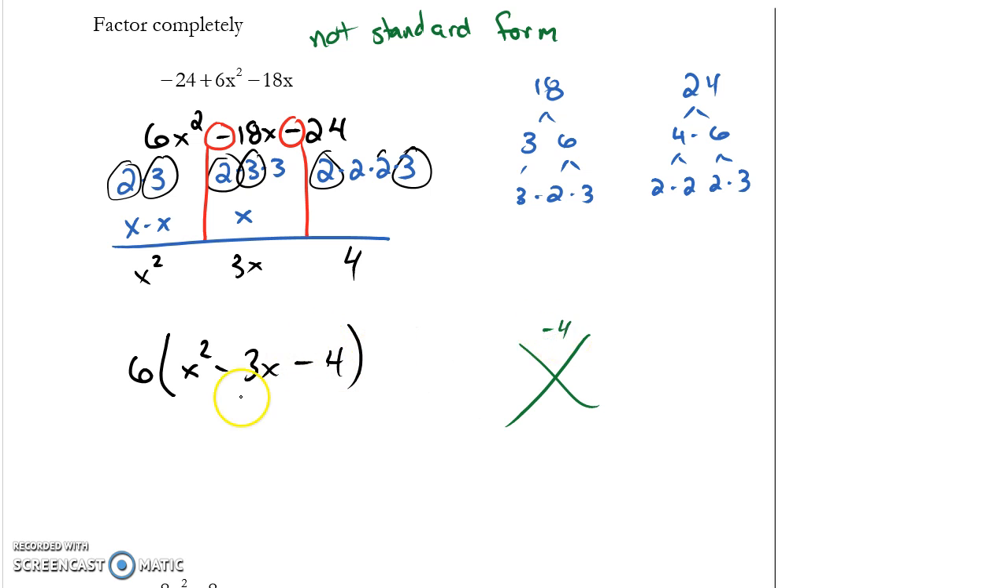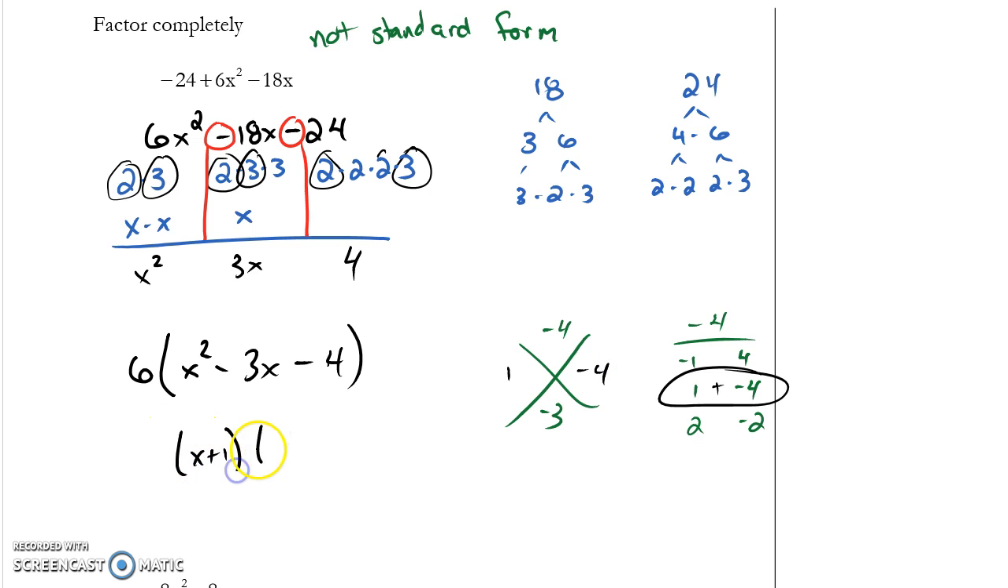Negative 4, negative 3. So what multiplies to negative 4? Well, negative 1 and 4, 1 and negative 4. 2 and negative 2. Which one of these adds to negative 3? That's this middle one here. So it's a 1 and a negative 4. X plus 1, x minus 4, bring the GCF down.